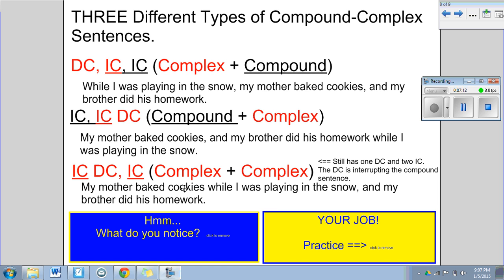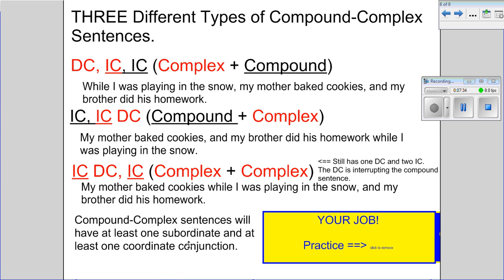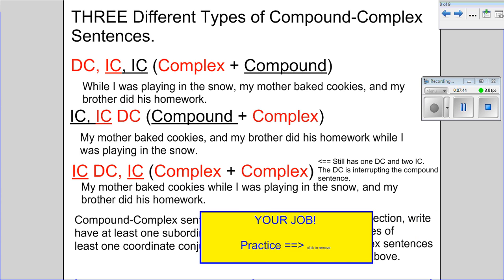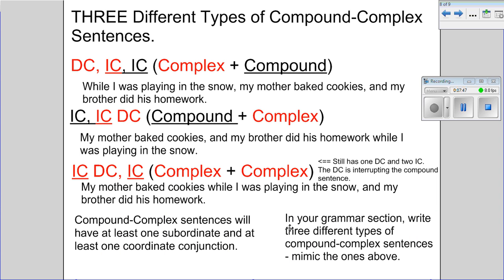In the third one, it looks a little different, but it's still the same rule. You're going to see here your first part of the compound sentence, then you'll see the complex, then the next part of the compound sentence, but you still have to have that comma because you have that coordinating conjunction there. So hopefully what you guys have noticed is that you're going to have at least 1 subordinating conjunction and at least 1 coordinating conjunction.